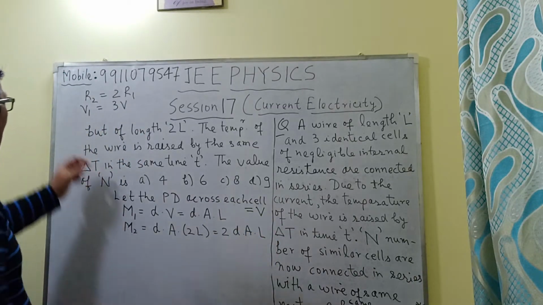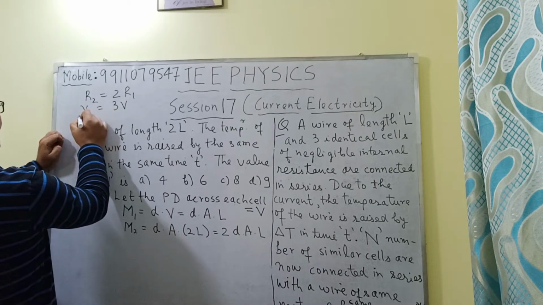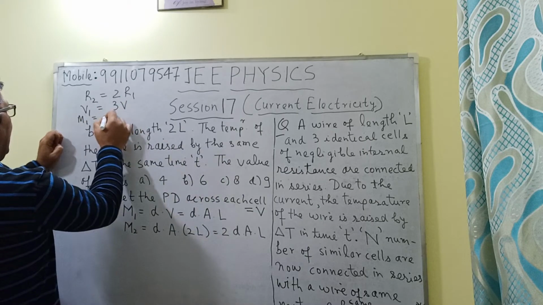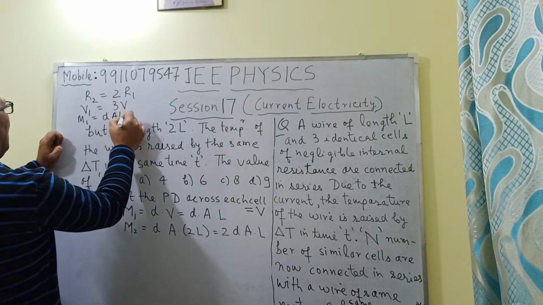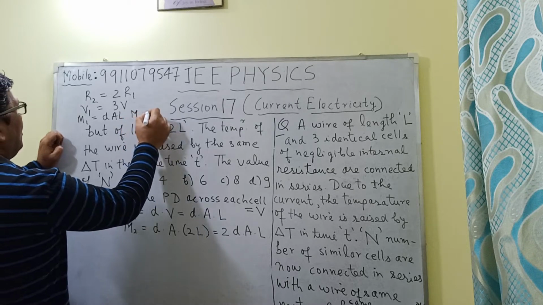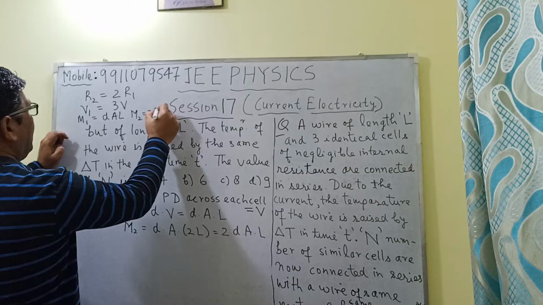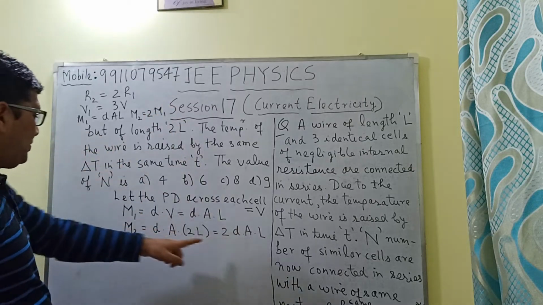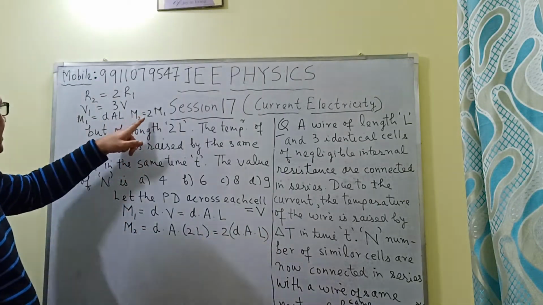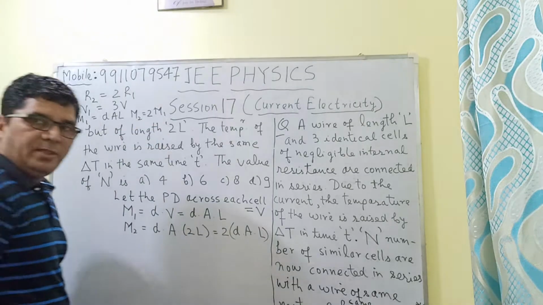Okay, so I will be writing it. I am writing here that m1, the mass of the wire in the first case, is equal to DAL, and the mass of the wire in the second case is equal to 2 times m1. Because this DAL is equal to m1, the mass of the wire in the second case is equal to 2 times m1.